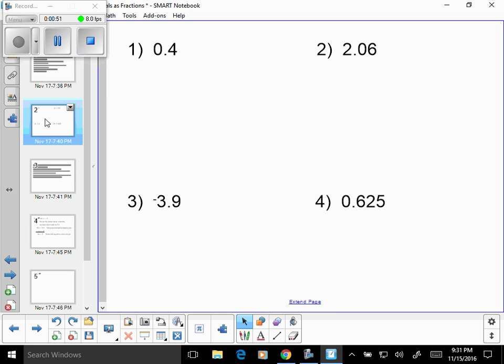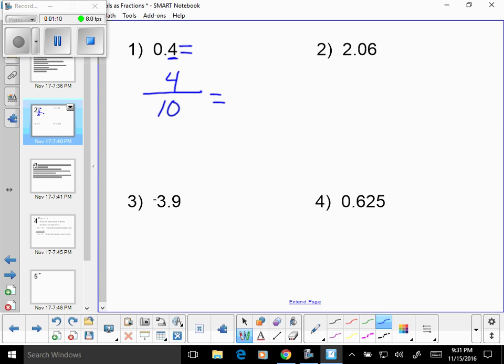Number one, the first thing we do is determine the denominator. The place value farthest to the right is right here. That's a 10. Then it says take the digits, write them in the numerator without the decimal point. Now we need to reduce to lowest terms. These both have a common factor of 2, so 2/5. Therefore, 0.4 is the fraction 2/5.